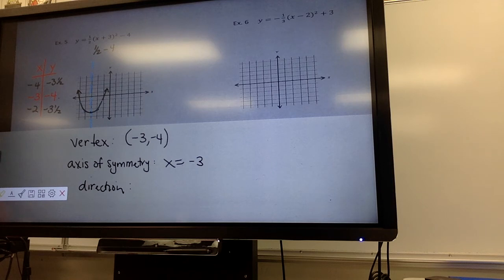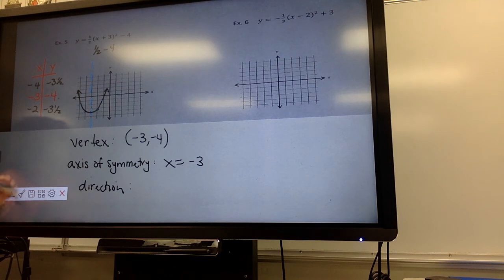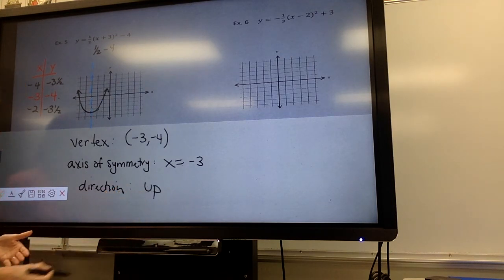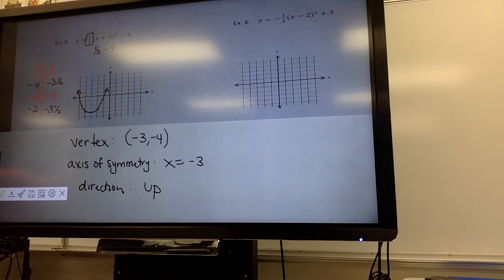Don't just write negative 3 down. It's an equation because it's representing this blue line. So you'd have to say x equals negative 3 for the axis of symmetry. And then the direction. Is it opening up or is it going to open down? Up. And yesterday we learned about the a value. Here's the a value right there. It's a half. Because it's positive, it's opening up.